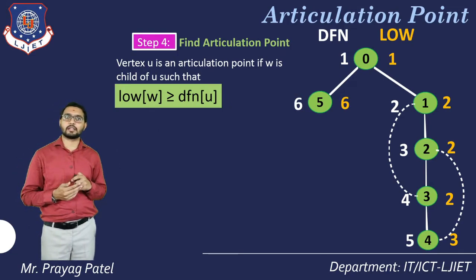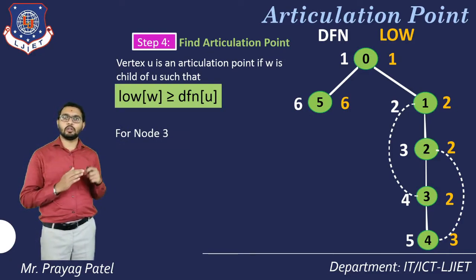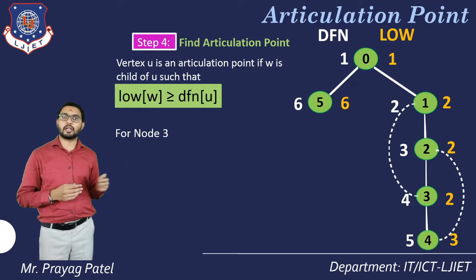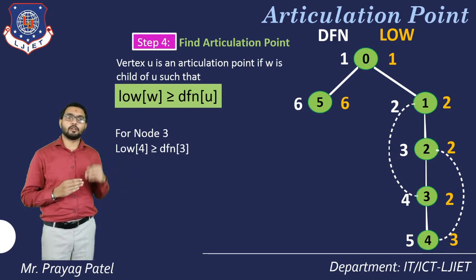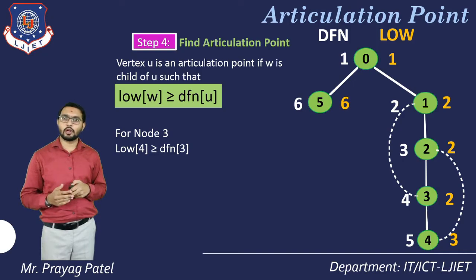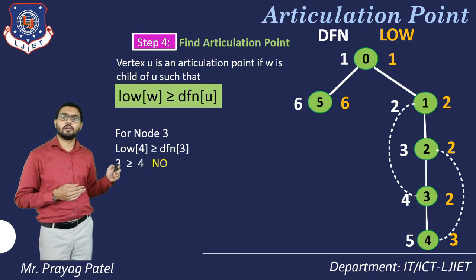Now consider the next node, node number 3. For each and every node you check this condition in the same way. Here, low of 4 greater than or equal to DFN of 3, because the child of node 3 is node number 4. So the values are 3 greater than or equal to 4? No.